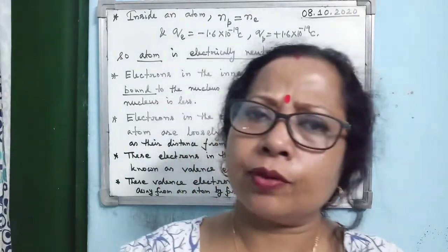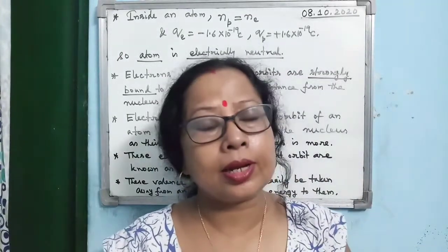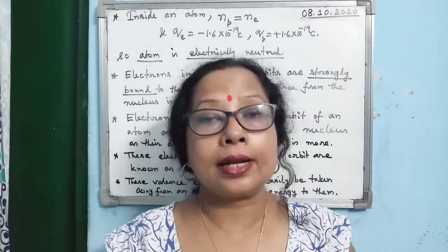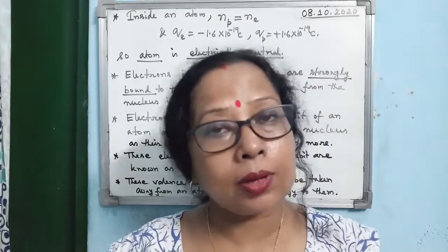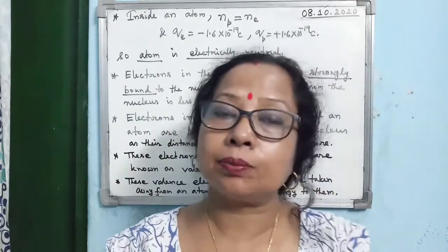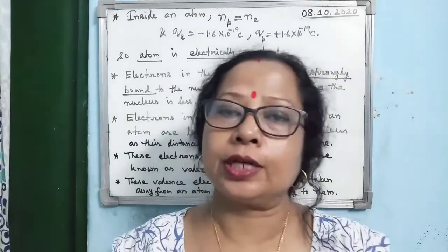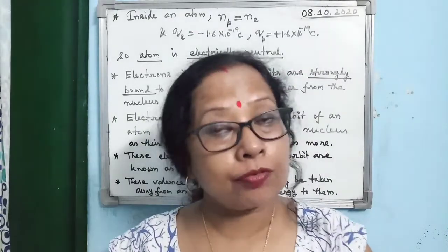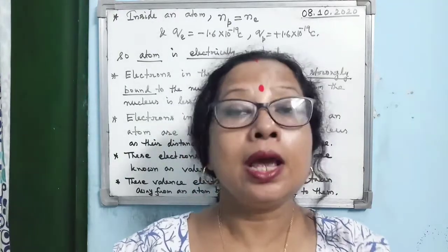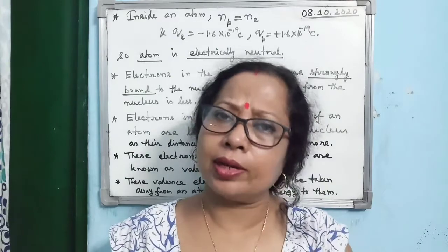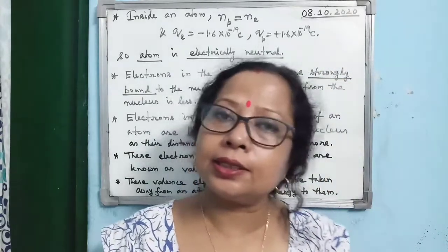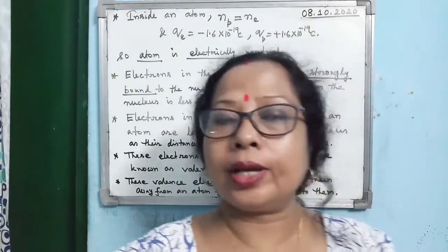Very important concept. Why is the atom as a whole electrically neutral? Because the number of protons and the number of electrons inside an atom are equal, and protons and electrons have the same amount of charge but opposite nature of charge. Both of them have 1.6 into 10 to the power minus 19 coulomb of charge, but the electron has negative charge and the proton has positive charge. So they cancel each other's effect and the atom becomes electrically neutral.